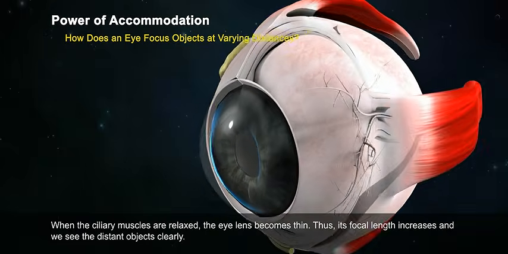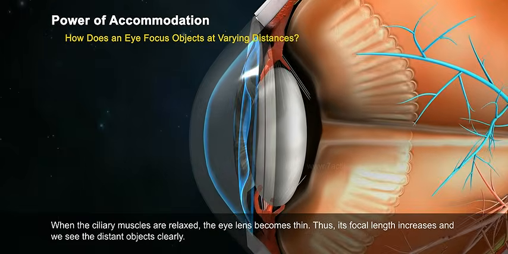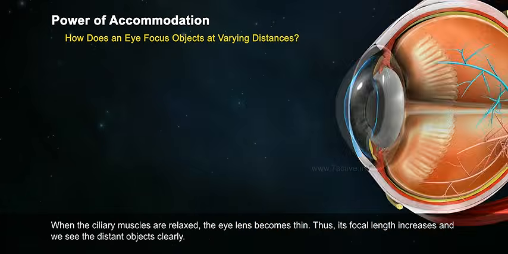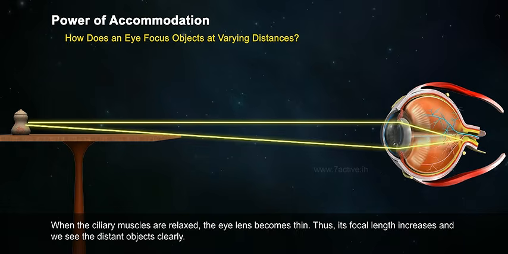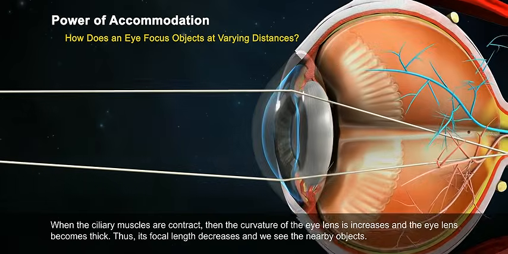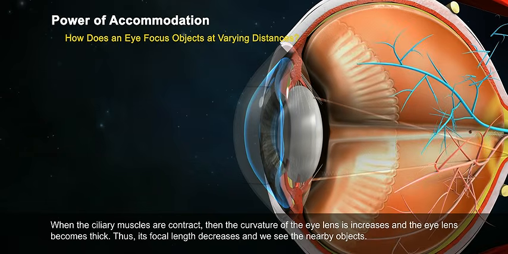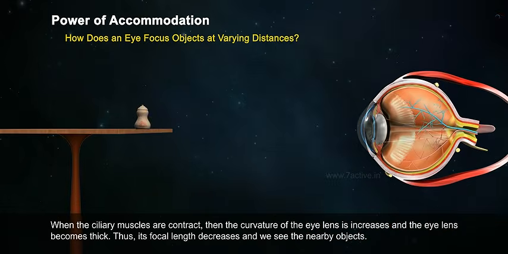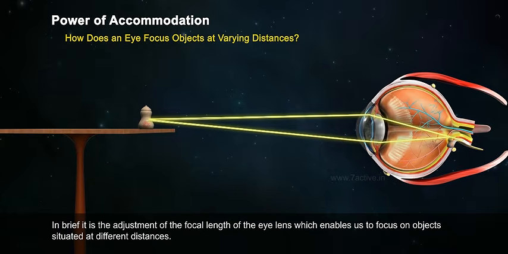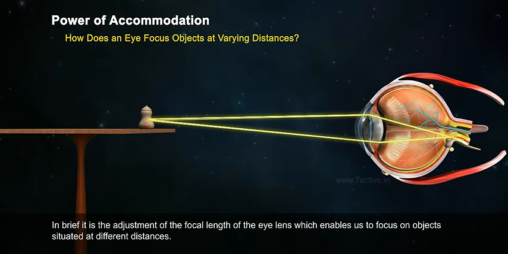When the ciliary muscles are relaxed, the eye lens becomes thin. Thus, its focal length increases and we see distant objects clearly. When the ciliary muscles contract, then the curvature of the eye lens increases and the eye lens becomes thick. Thus, its focal length decreases and we see nearby objects. In brief, it is the adjustment of the focal length of the eye lens which enables us to focus on objects situated at different distances.